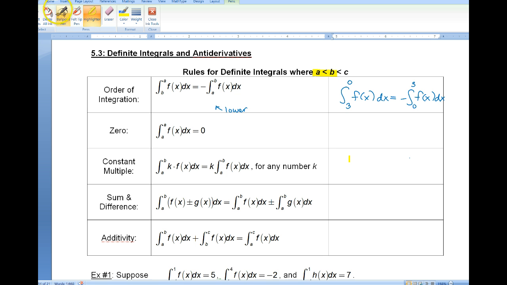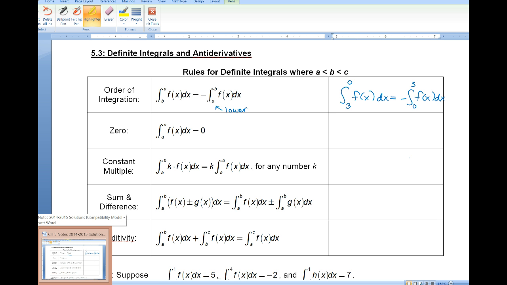If A is less than B, and B is less than C, so imagine if the lower bound is actually the bigger number. The bottom number should be smaller. So I gave the example of 3 to 0. When the bottom number is really larger, we want to switch it, make it negative, and switch the bounds.